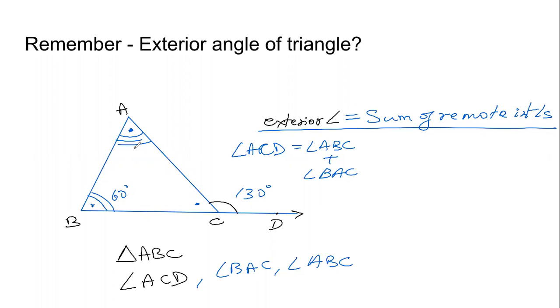What is the answer? Very good. We will do 130 degrees minus 60 degrees, which is equal to 70 degrees. Right? So this concept of exterior angle and remote interior angles is necessary for the theory that we are going to study today.